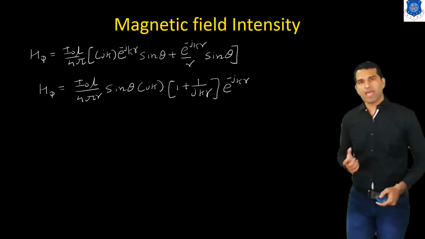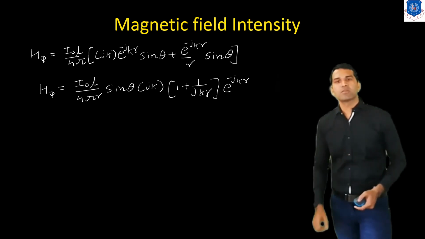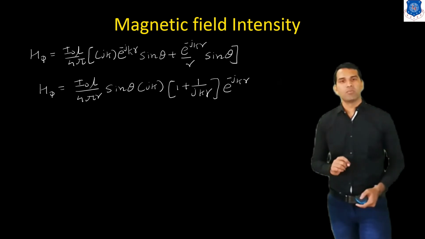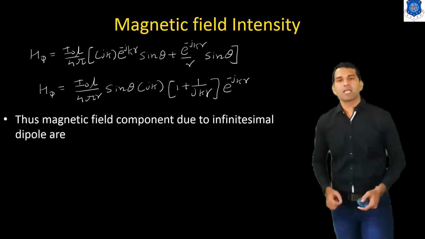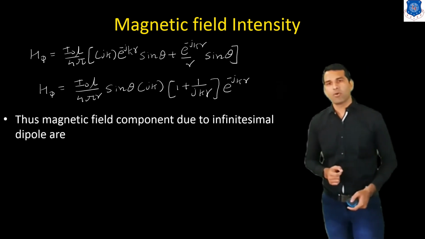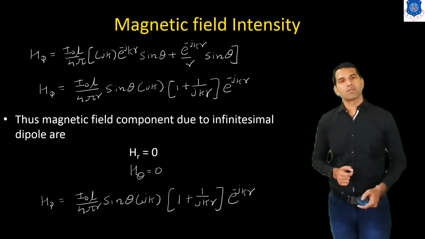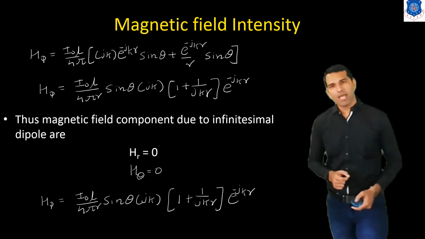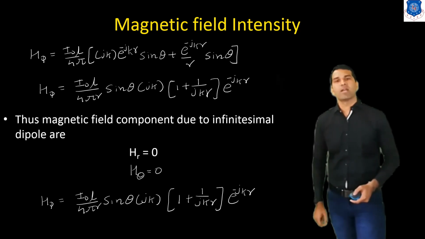And we can write this equation by taking e raised to minus jkr as common, so h phi equals I0 L upon 4 pi r sin theta, jk, into 1 plus 1 upon jkr, e raised to minus jkr. Thus the magnetic field components due to the infinitesimal dipole are: hr equals 0, h theta is also 0, and h phi equals I0 L upon 4 pi r sin theta, jk into 1 plus 1 upon jkr, e raised to minus jkr.